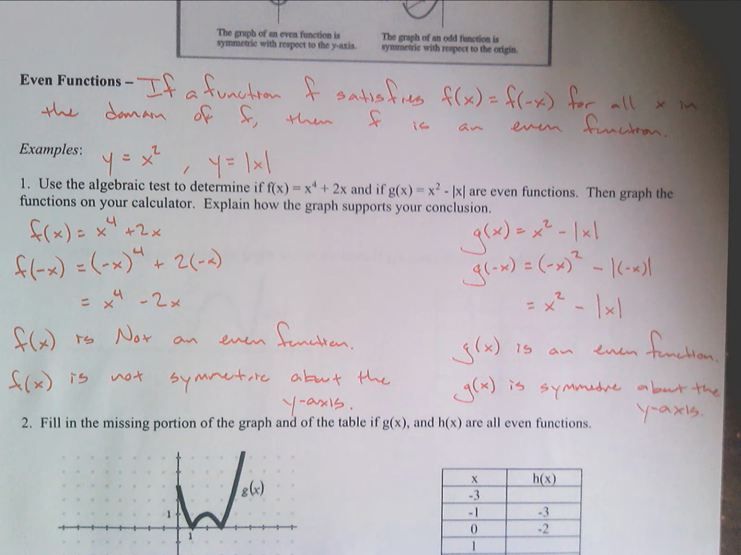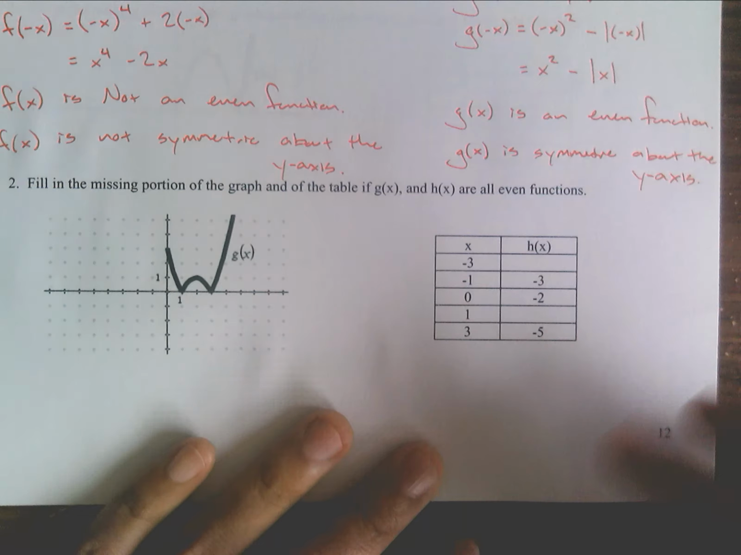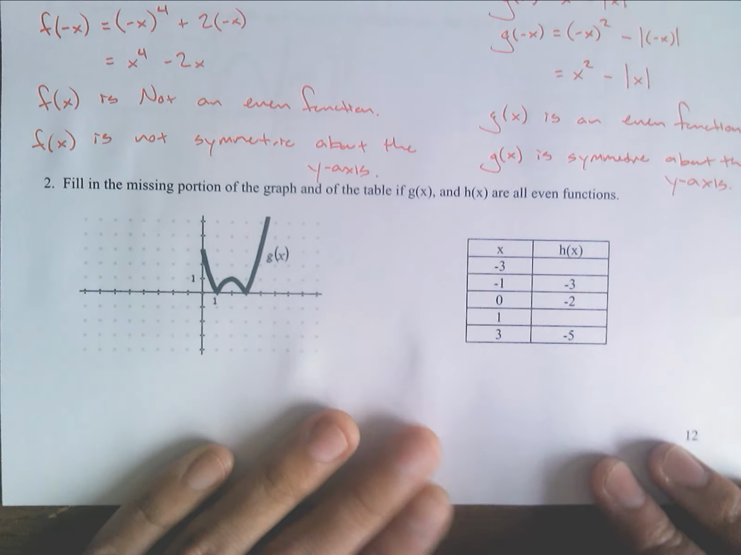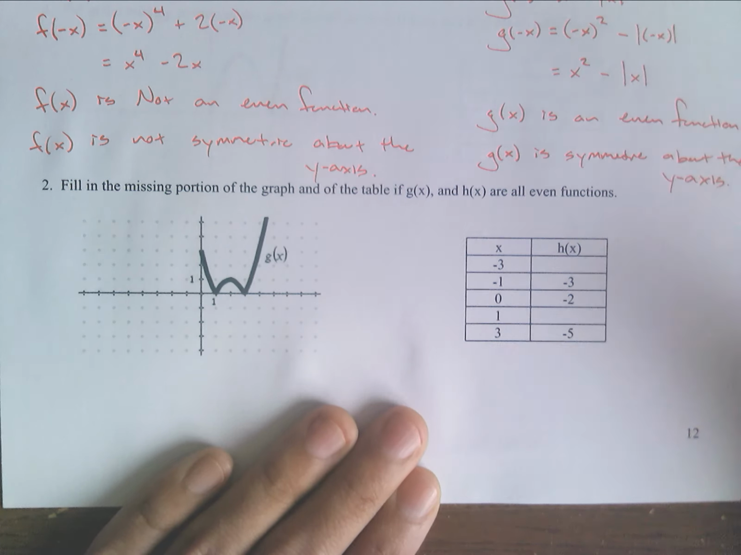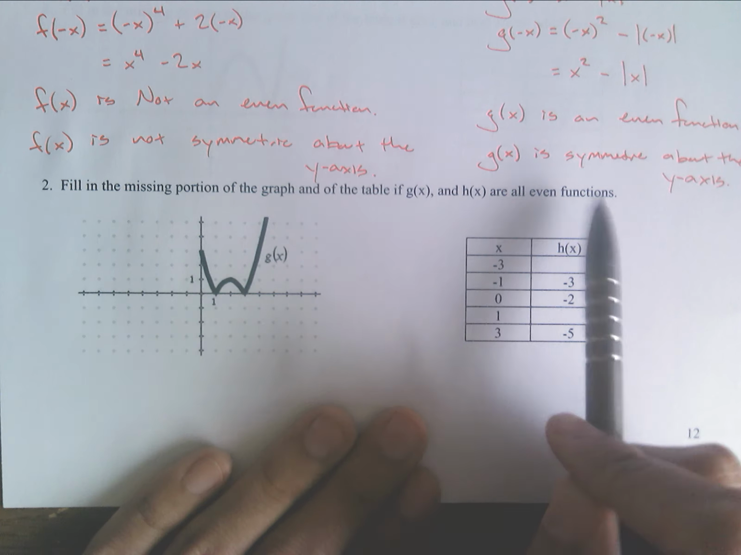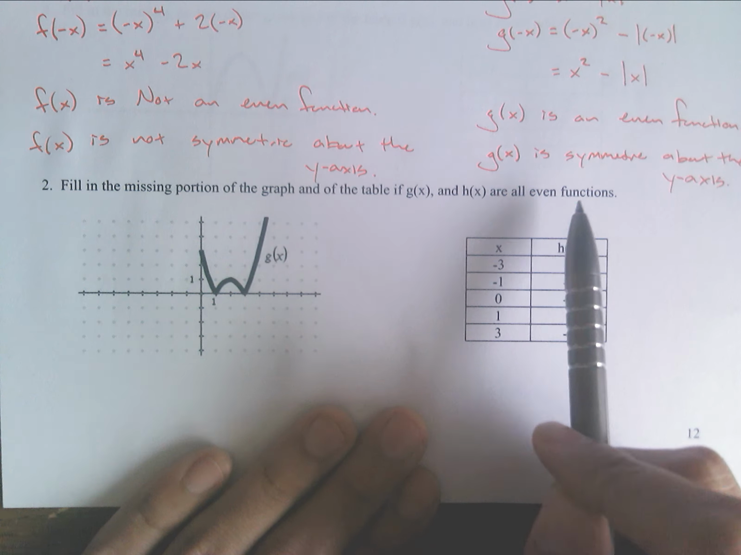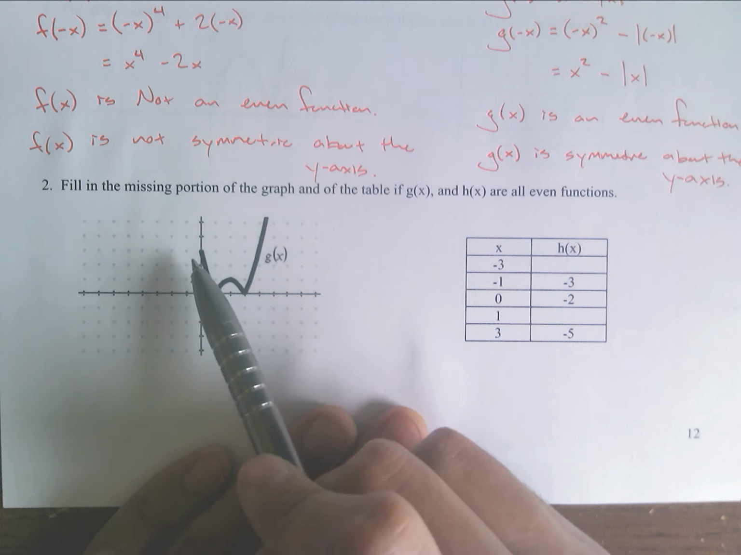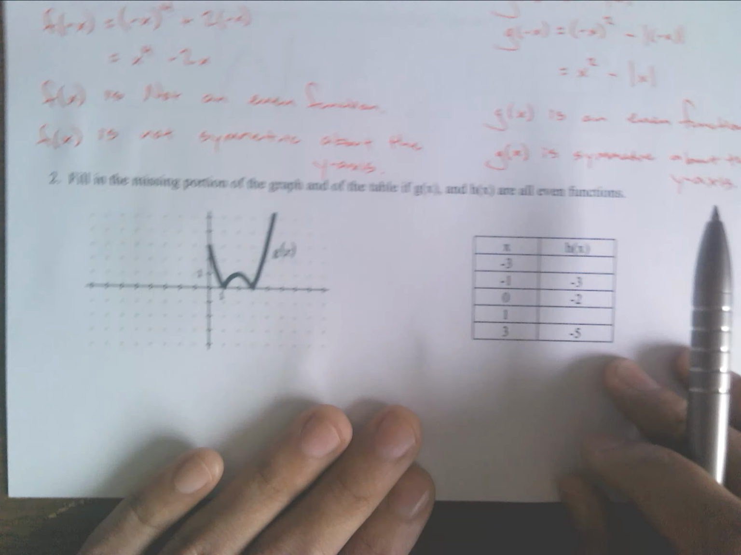Let's try a few more examples. Here I've given you the graph and a table of values, and I want you to fill in the rest such that these are even functions. So I've given to you that this is already an even function. We just have to draw in the rest of the graph. So using what we know about even functions, they're symmetrical about the y-axis, we can just draw in the other half on the left-hand side of the y-axis.